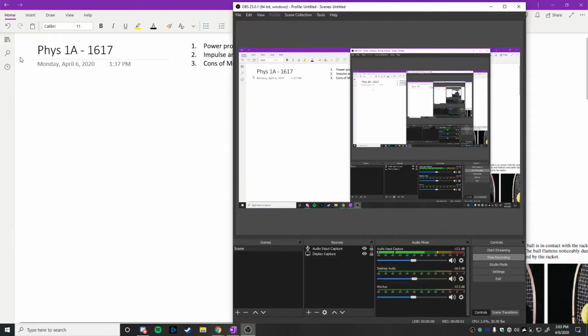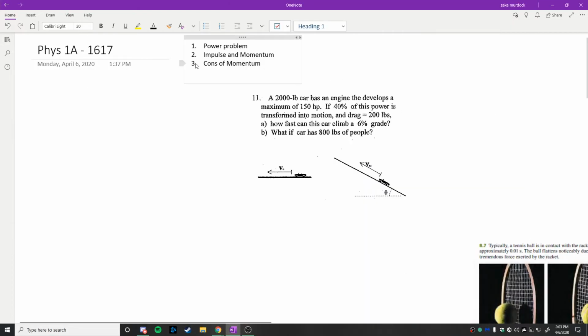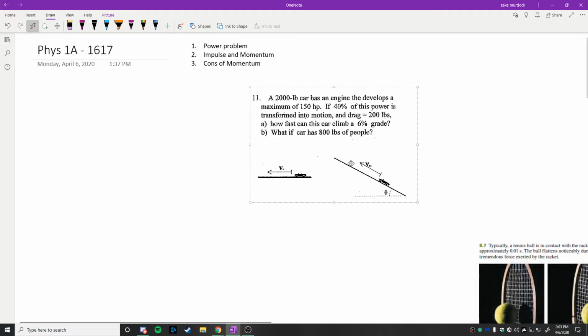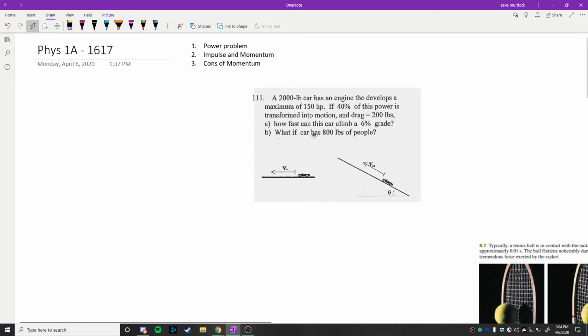Doing okay? All right, so this is Physics 1A, 1617, for Monday, April 6th. Today we're talking about a power problem that's right here on the white screen, and then we're going to go on to a new chapter and start talking about momentum. Okay, so this is the first thing we want to do.